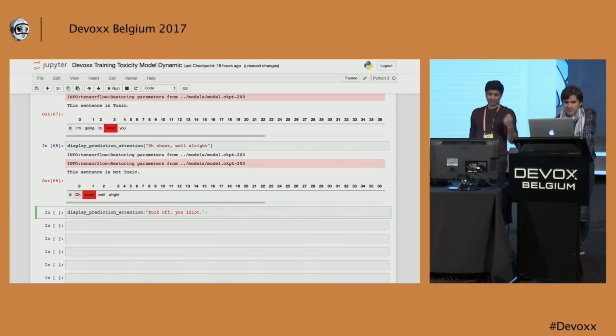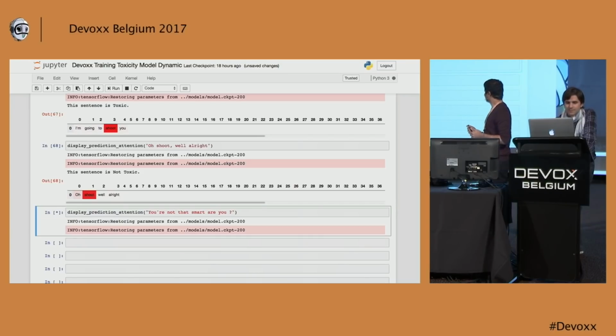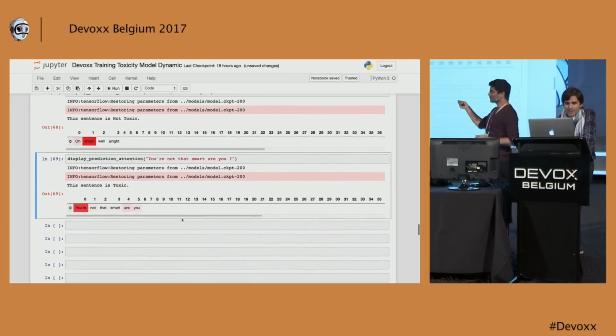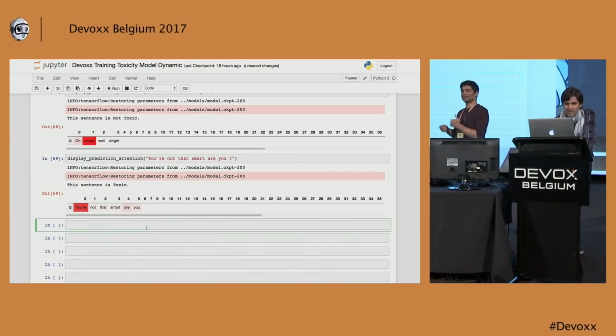And now we'll try another sentence where there are only positive words, except that they're kind of negated. You're not that smart, are you? So here there's nothing obviously negative about it, except if you understand that "not" negates a sentence. And here it's able to detect that this is toxic without finding any particular bad word. And if I try "you're very smart," we should see a positive comment.